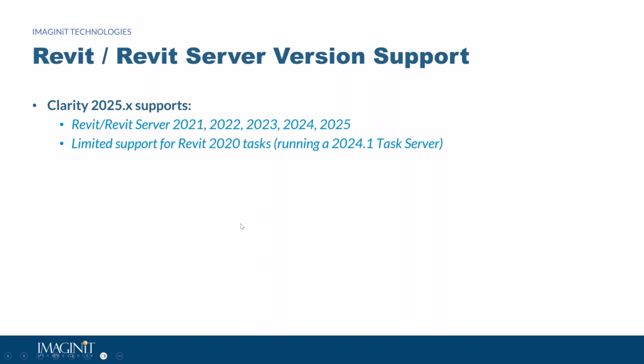It is possible to mix and match as well. So if you have 3 task servers, let's say, you could upgrade 2 of them and have support for 2021 through 2025 on those 2 upgraded task servers, and keep one of the machines still running your 2020 tasks.